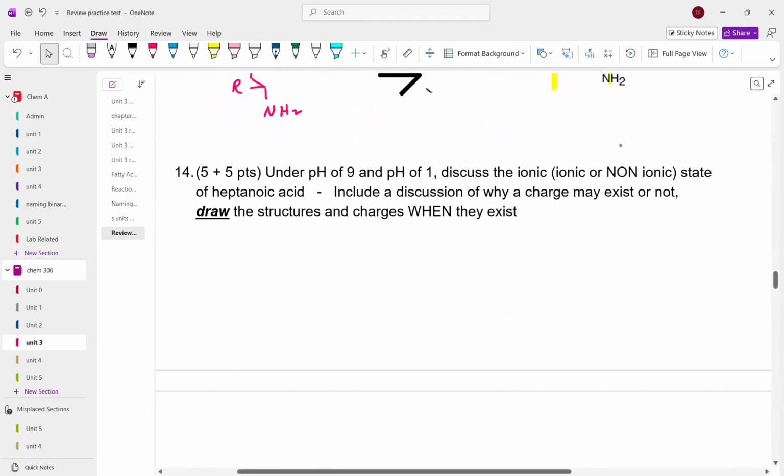Okay, so this question is going to be on your test Monday. Basically, we're going to look at the ionic state or non-ionic state of an organic acid at two different pHs, an acidic pH, 1 in this case, and a basic or alkaline pH, in this case 9. What's the status on that acid? Okay, so let's start with heptanoic acid. Trying to find the acid.